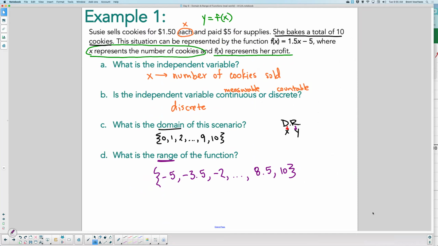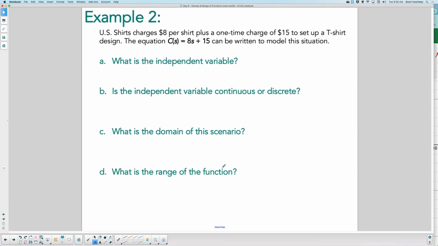Each extra cookie, if you're looking at this, you might notice they're 1.5 apart. And that's because up here, remember how it said it's 150 each? So every extra single cookie you sell makes you an extra $1.50. All right? That was example 1. We got to speed this thing up. We're going to go way too long. So let's try example 2.